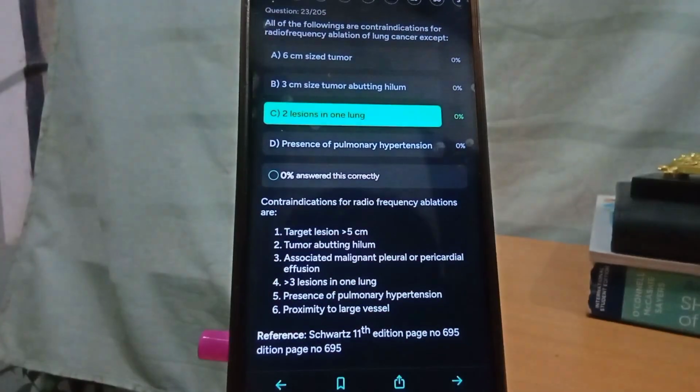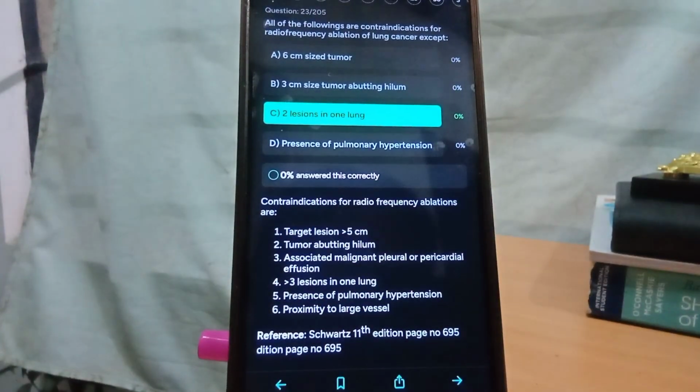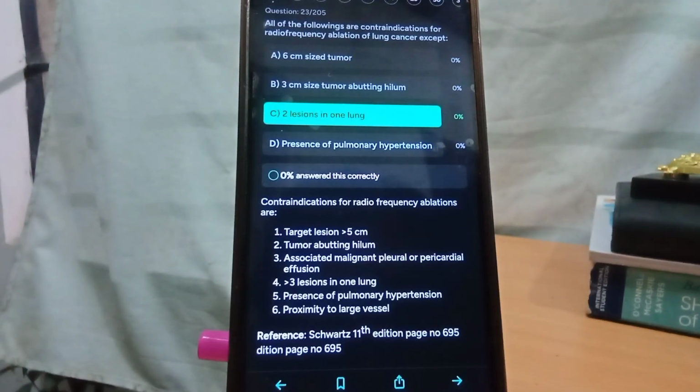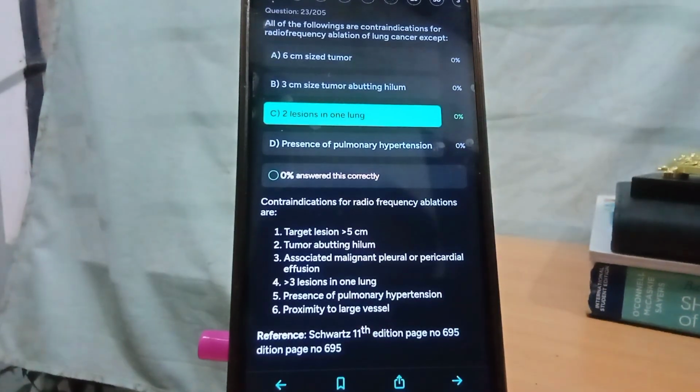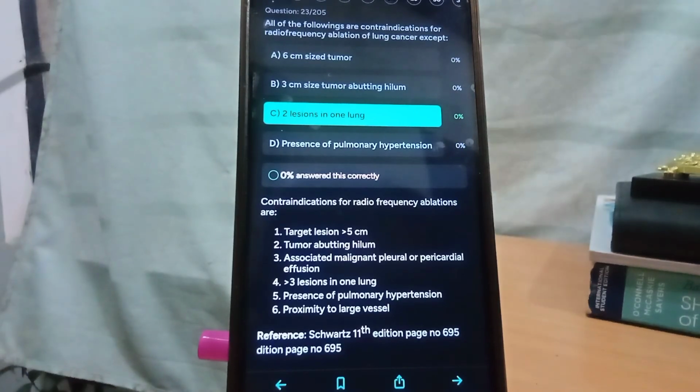So next question is, all of the following are contraindications for radiofrequency ablation of lung cancer except. We cannot do RFA for tumor size more than 5 cm. Second is tumor abutting the hilum, and associated malignant pleural or pleural effusion. Then more than 3 lesions in one lung, presence of pulmonary hypertension, and proximity to large vessels.